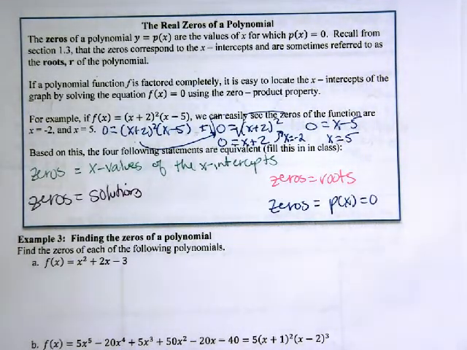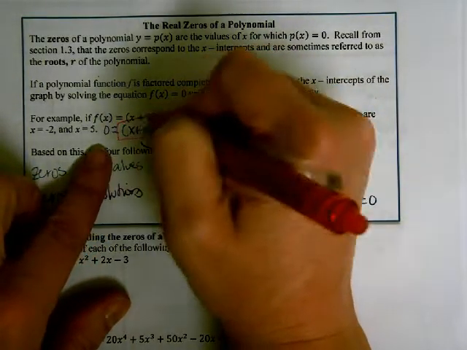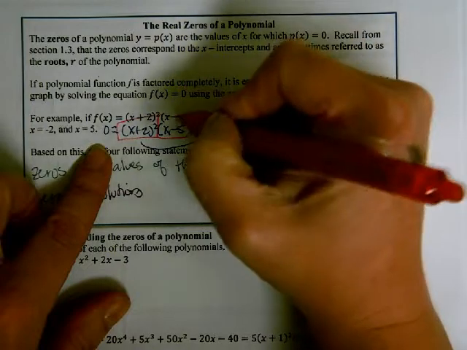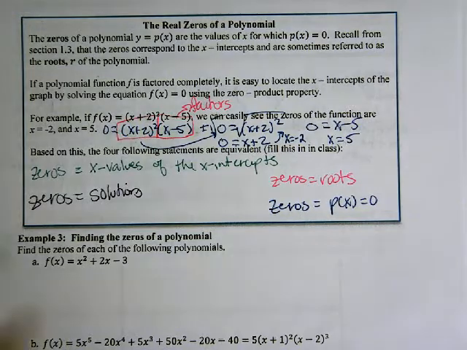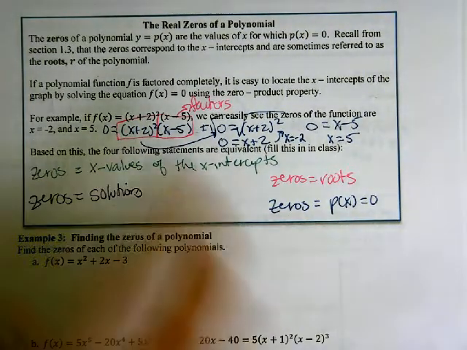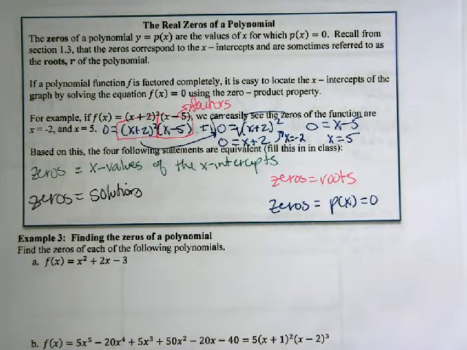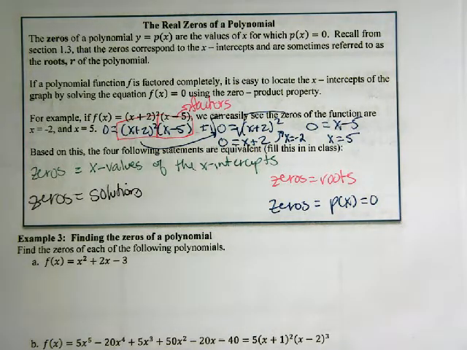So when I use the zero product property and set these two pieces, and by the way, the word that we use when we talk about these two pieces is factors, because they're in factored form. So (x + 2)^2 is a factor and x - 5 is a factor. When we set those two equal to 0 and solve, we get the answer of x equals -2 and x equals 5. Those are called zeros. They're also called roots. They're also the x values of the x-intercepts and the solutions. So I'm going to be using these words interchangeably, so be careful.